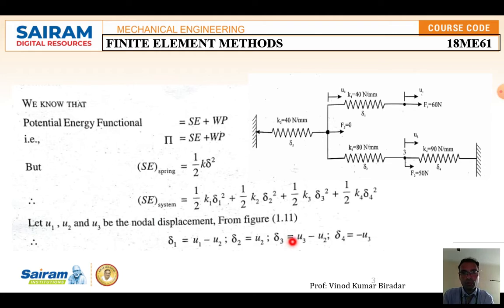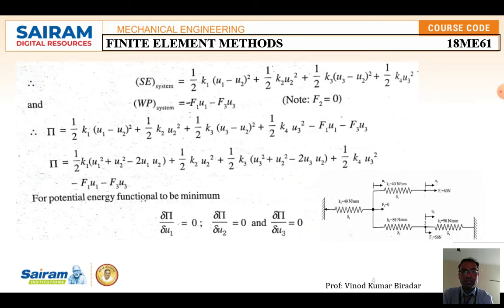Okay, so now substitute all these values in this equation, the total strain energy in the system. Delta 1 is equal to U1 minus U2, delta 2 is equal to U2, delta 3 is equal to U3 minus U2, delta 4 is equal to minus U3. If you substitute, you are going to get an equation like this. Again, you simplify this. This is an (a minus b) whole square formula, and this is also an (a minus b) whole square formula.